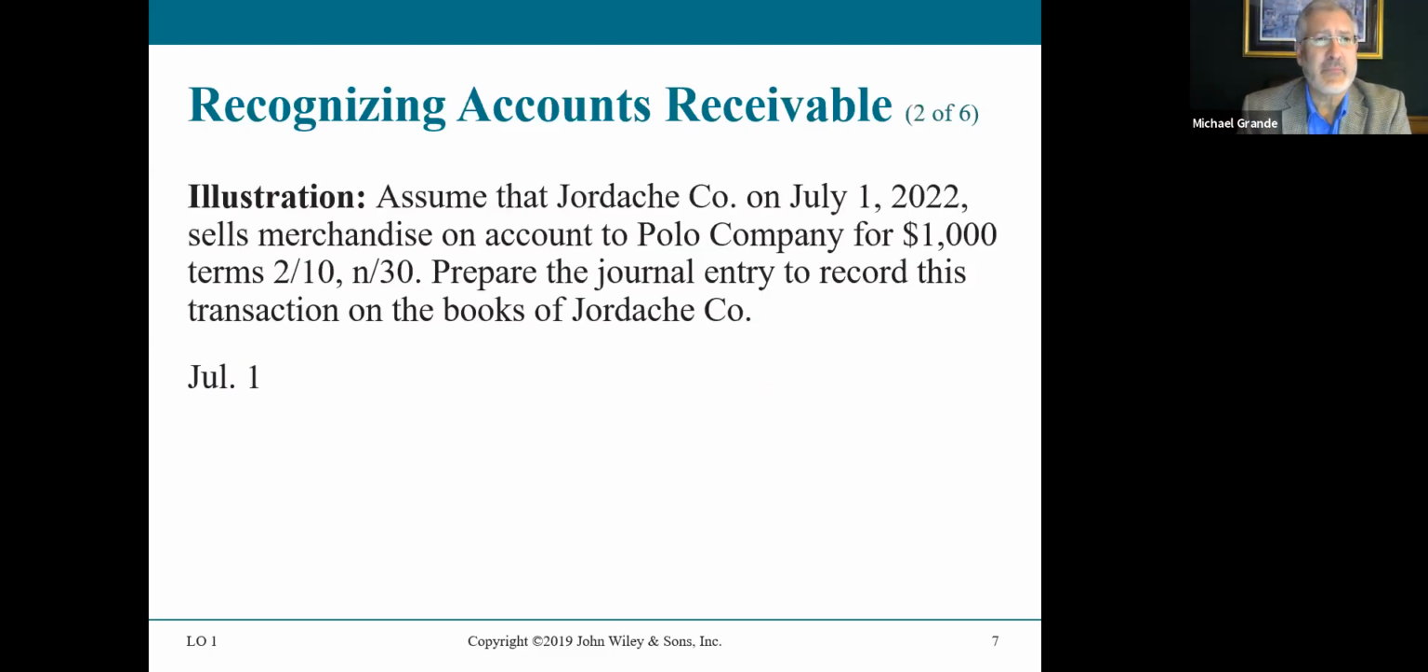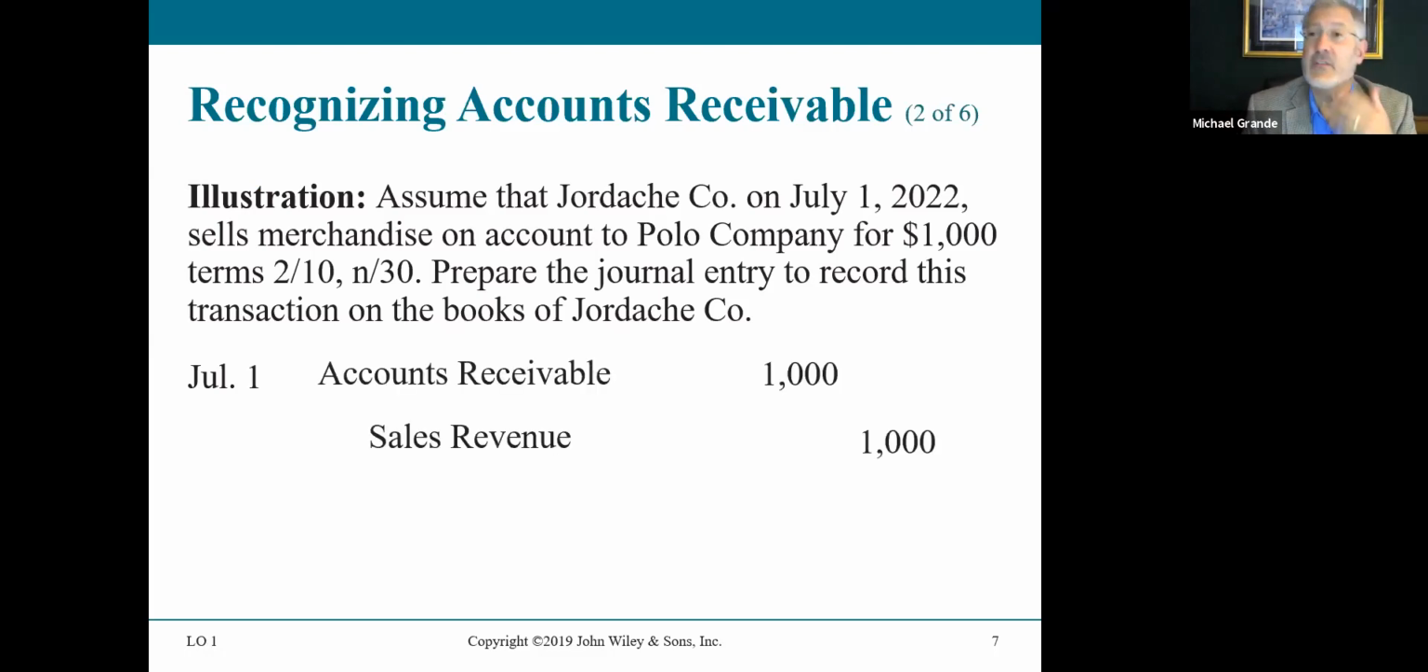Here's an example. Assume that Jordache Company on July 1, 2022 sells merchandise on account to Polo Company for $1,000, terms 2/10 net 30. Prepare the journal entry to record this transaction on the books of Jordache. So they have a sale, okay? Title transferred. Debit accounts receivable, credit sales revenue. An entry that you should be familiar with.